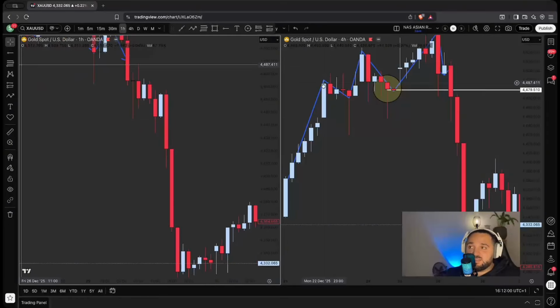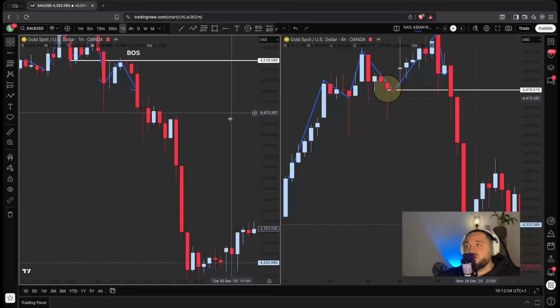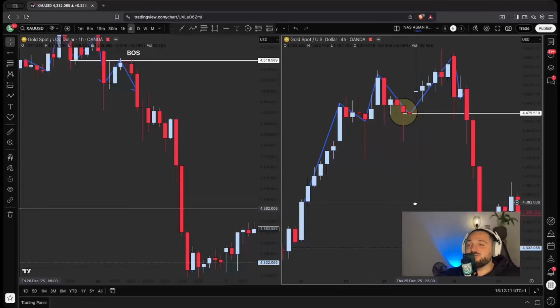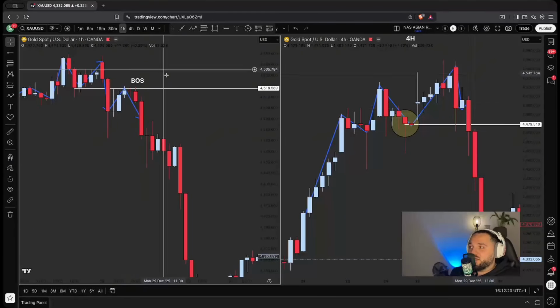I'm not saying this is an entry model, but for the members of the playbook, they know what I'm talking about, and we would have banked pretty heavy on this move going down. In fact, I believe we have done that, and we took quite a nice trade on the playbook.